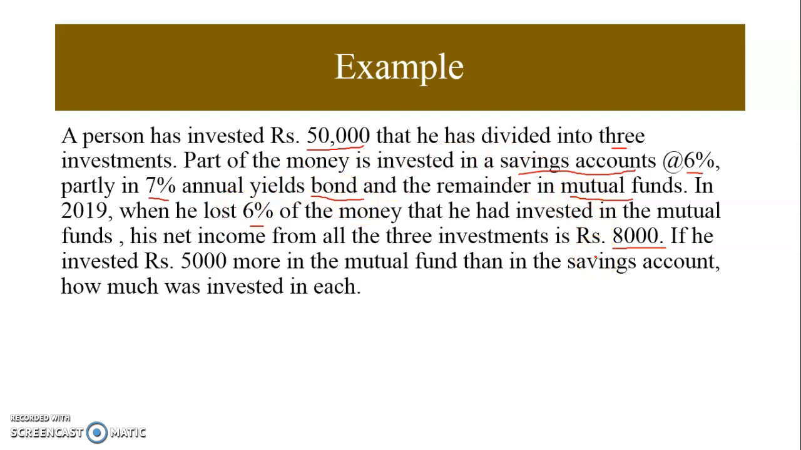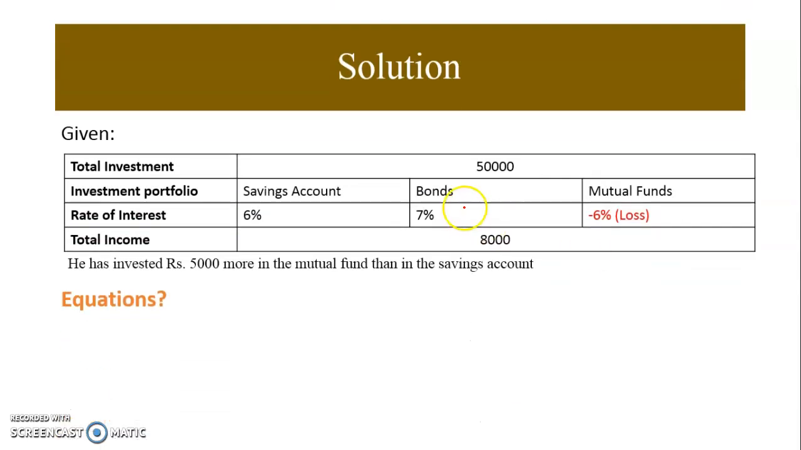So just present this information in this table. Okay, so this is the total investment. Savings account, bonds and mutual funds are the three investments, and these are the rates of interest, and in this case it is negative because this is the loss, and this is the total income. And we have been asked to find out how much money he has invested in all these three types of investment. So we'll assume that the amount invested in the savings account is X rupees, for bonds it is Y rupees, and for mutual funds it is Z rupees.